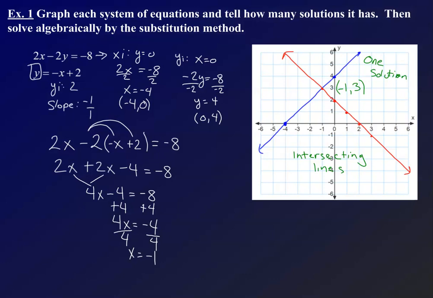And then we take that and we plug it back in to the equation where y is equal. So negative 1 is a positive 1 plus 2. And so we get y is equal to 3. And so our solution, just like we found in the graph, is negative 1, 3. And again, we have one solution. And with that, our first example is done.